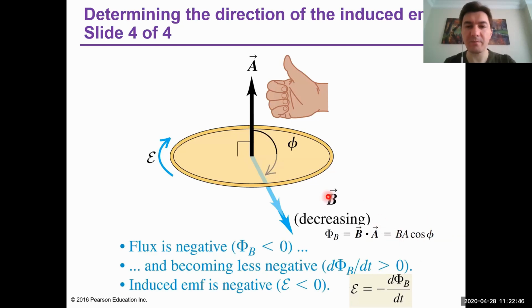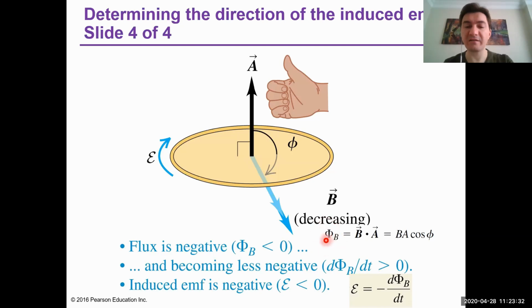So B is not constant, B is decreasing, okay? Then the flux is not constant. So we have a change in the magnetic flux due to the changing B. So what is the change, positive or negative? The cosine phi is negative, okay? Then the flux is negative. And what about B? B decreases.